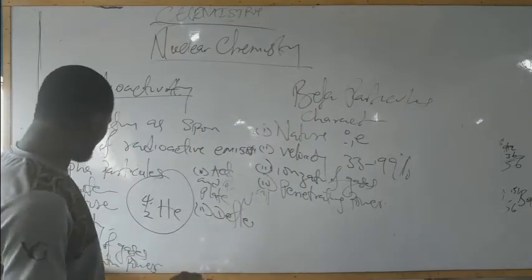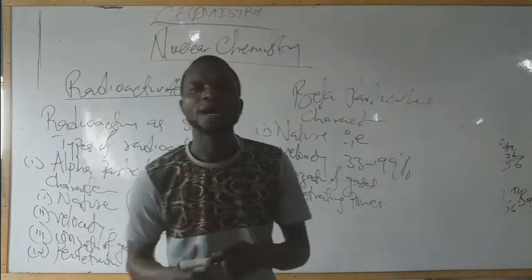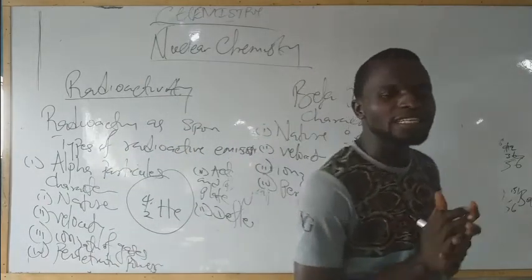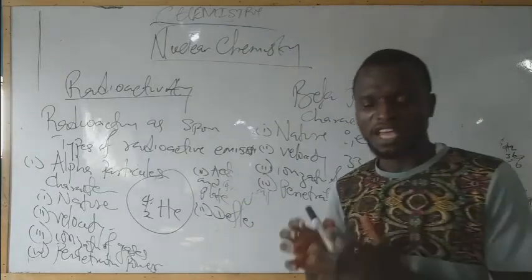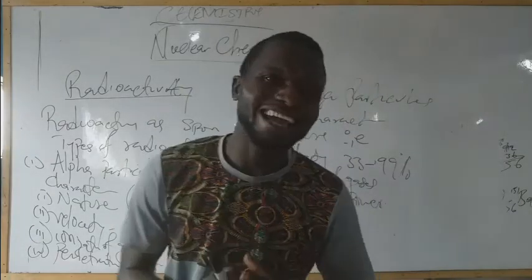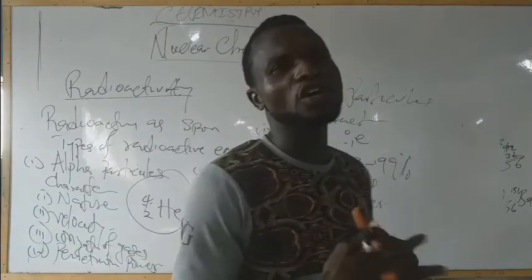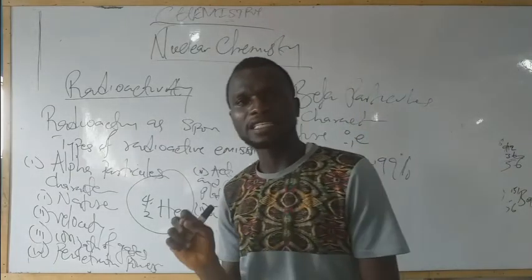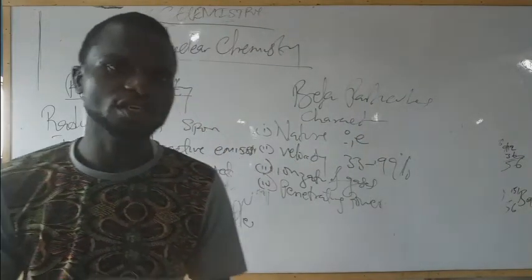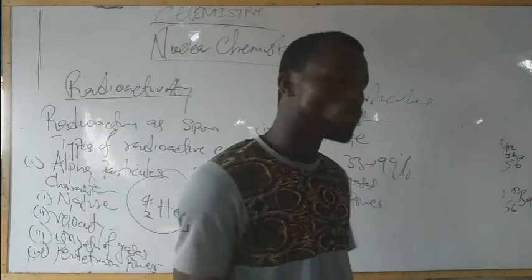Then we talk about the next one, deflection in an electromagnetic field. Beta particles are readily deflected in an electromagnetic field owing to their light nature. In other words, they are attracted to the positive plate of an electric field, which demonstrates the fact that they are negatively charged.